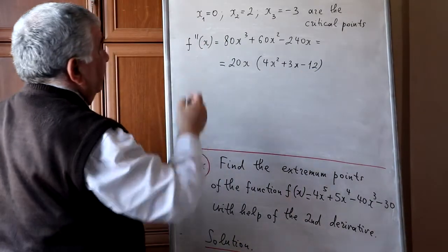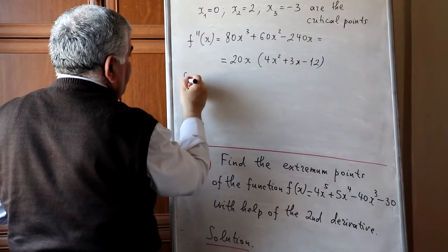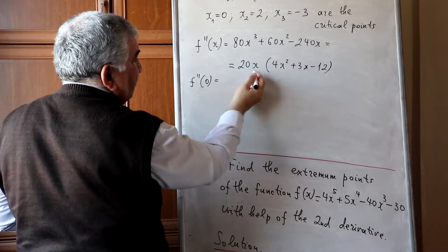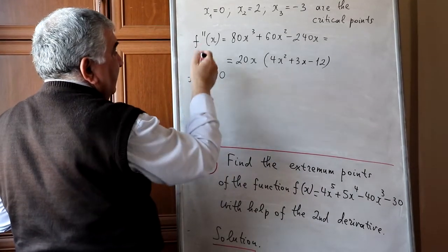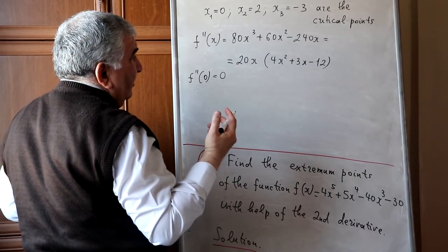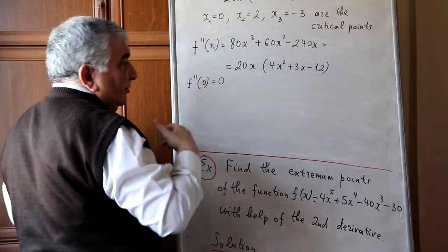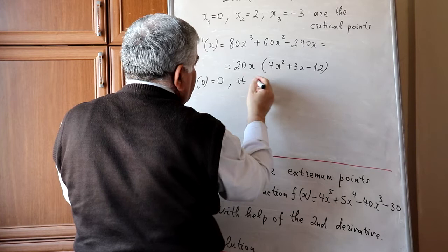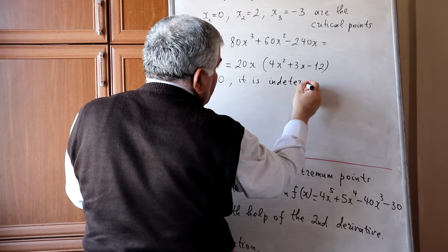Then calculate the second derivative at these points. F double prime at 0 equals 0. If we substitute 0 instead of x, we will obtain 0. It means we have the indeterminate case. We do not know whether 0 is an extreme point or not. It is indeterminate form. Indeterminate case.